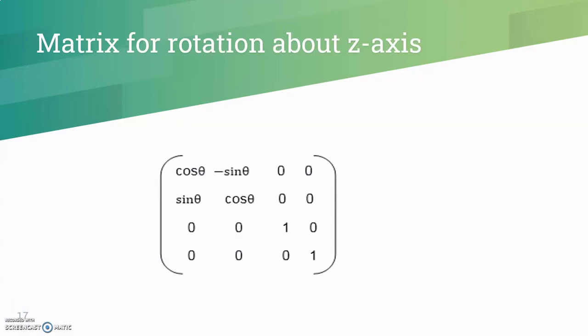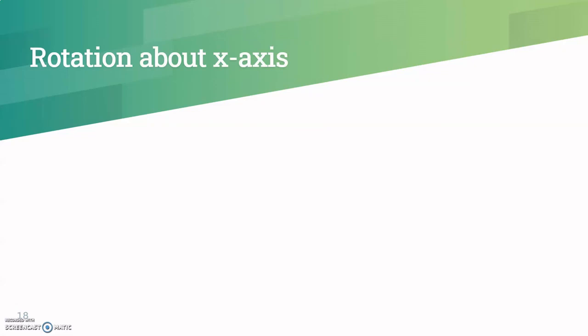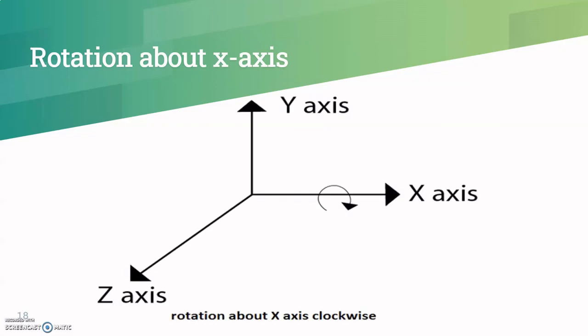Then the matrix for rotation about z axis. Cos theta, minus sin theta, 0, 0; sin theta, cos theta, 0, 0; 0, 0, 1, 0; 0, 0, 0, 1. Okay. Now we'll have the rotation about x-axis. Okay. So this is the clockwise rotation about x-axis.